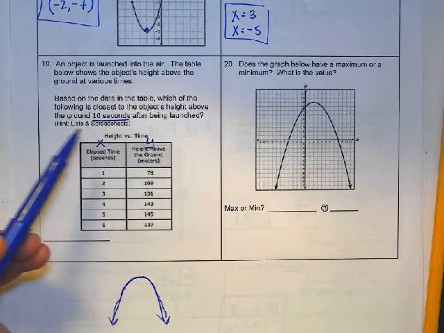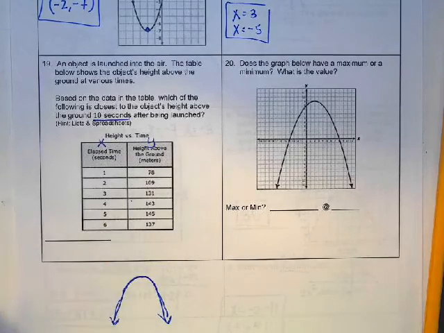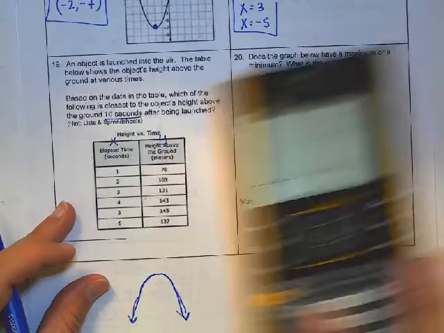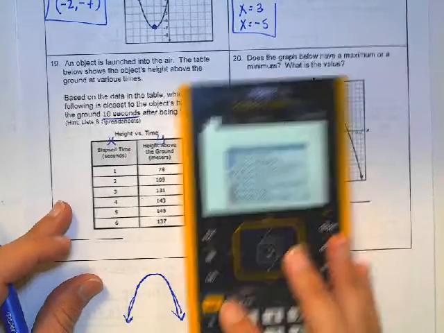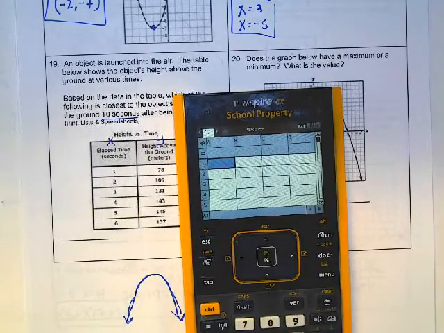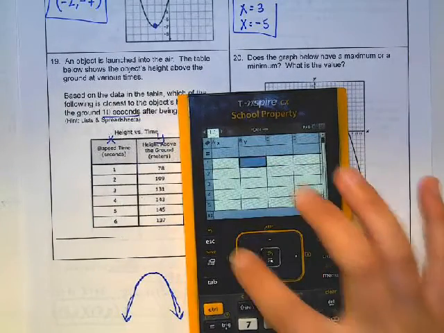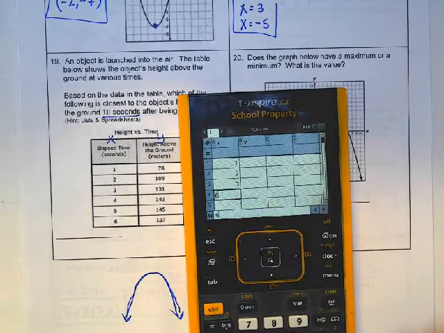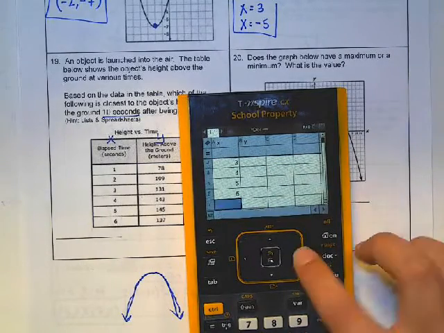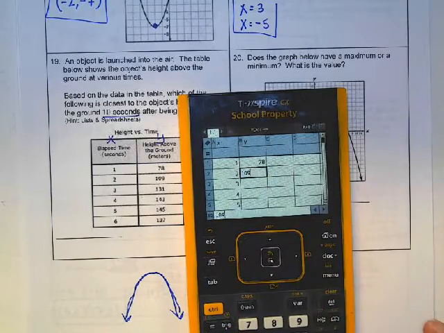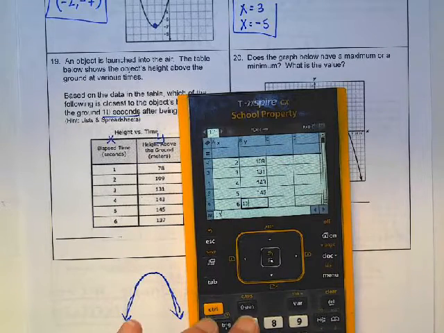Okay, see how it says hint, list and spreadsheets, because I have a table? Okay, have we done list and spreadsheets with the quadratic? No, but I'm going to show you. It's the same thing. So let's go do list and spreadsheets. Okay, so X and Y. 1, 2, 3, 4, 5, 6. Everybody should be doing this with me because it's new. 78, 109, 131, 143, 145, 137. I'm going to give you a second to get all that plugged in.